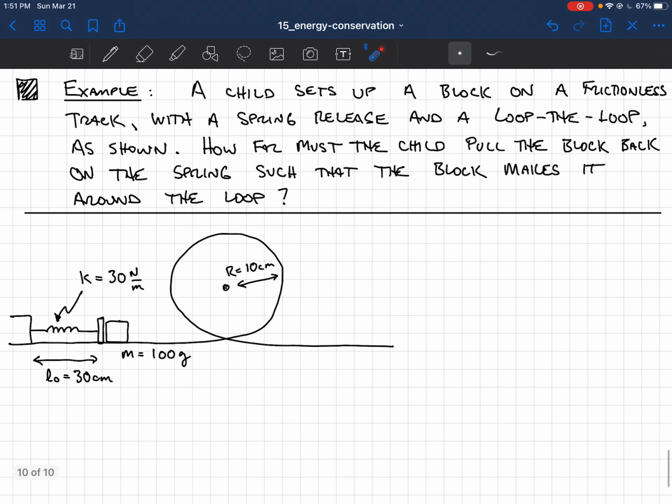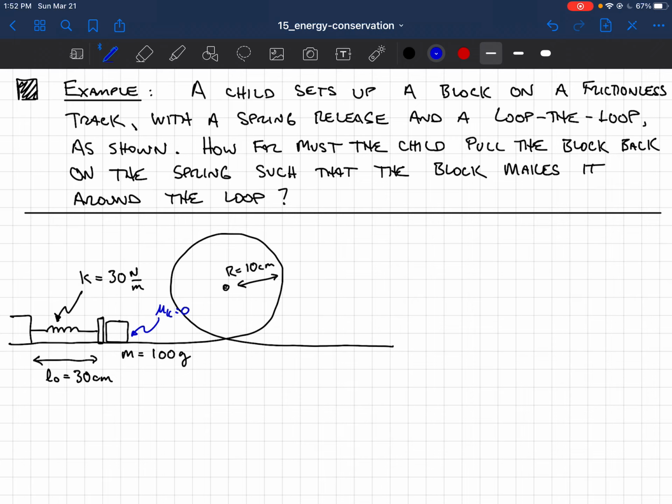One last example. We have a child setting up a block on a frictionless track, so there's no friction here. Thank goodness. So we can get rid of that. So this is mu k equal to 0 here. And the child is going to have a spring release the block, and then it's going to go through a loop-de-loop. How far must the child pull the block back on the spring such that the block makes it around the loop? Well, let's address the last part of it first.